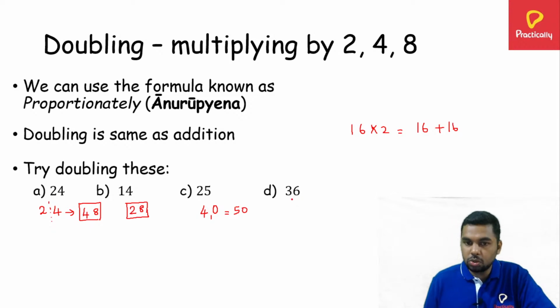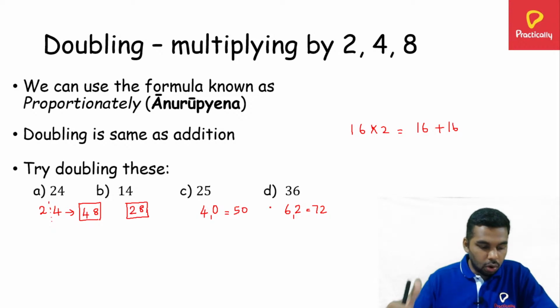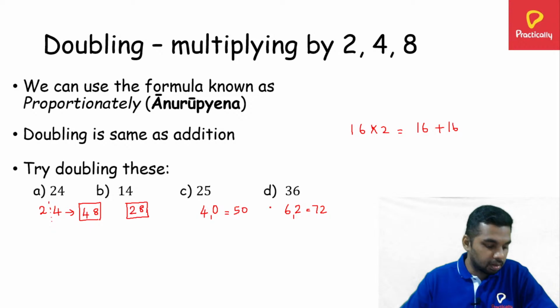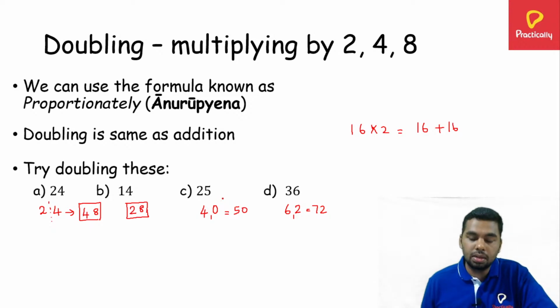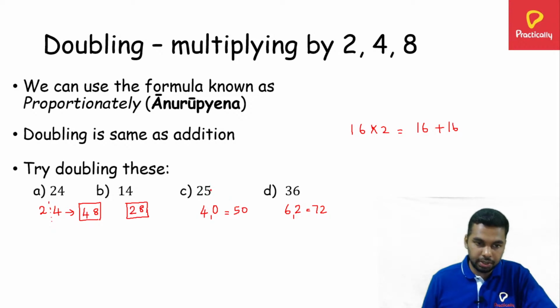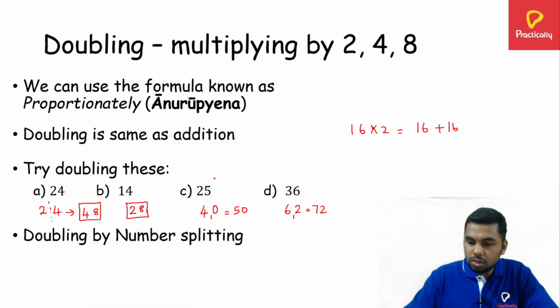Now 36 also can be found out using a similar method. Double of 3 is 6, double of 6 is 12. 12 can be written like this. So the answer has to be 72. So hope all of you got this. If you have got all the 4 answers, you can give a thumbs up for yourself. All right, good. So why I was explaining even the simple examples is because when we go to larger examples, this tool is very convenient to use by number splitting.